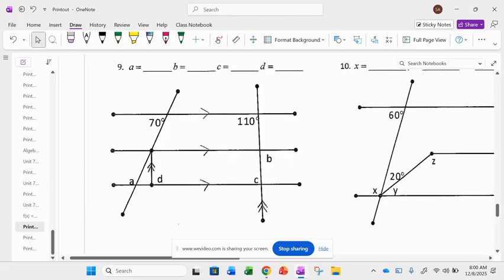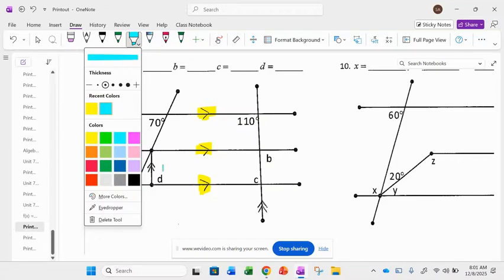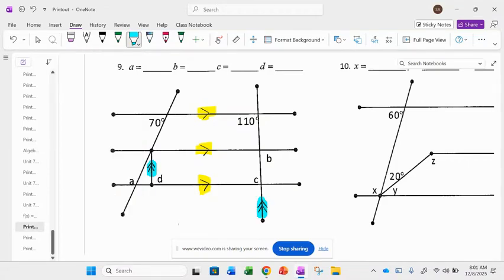All right, number 9. More parallel lines. And if you notice, there's different kinds of parallel lines. These 3 lines are all parallel to each other. And then these 2 lines are parallel to each other. So let's start off with A.